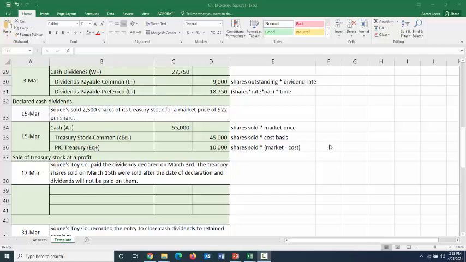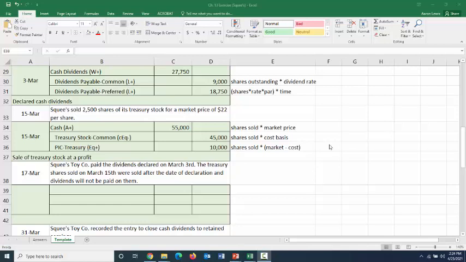In our next journal entry on March 17th, Squeeze is paying the dividends which were previously declared on the 3rd. The treasury shares which were sold on the 15th were sold after the date of declaration, so dividends will not be paid to those shares. So what are we going to do here on March 17th? Well, we've already set up a pretty good chunk of what we have to do.